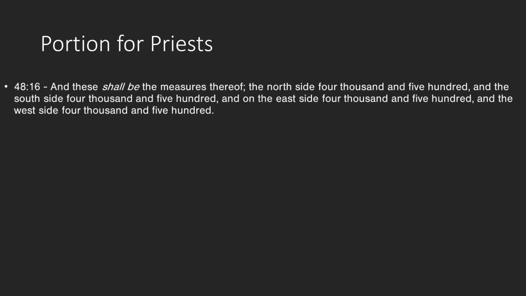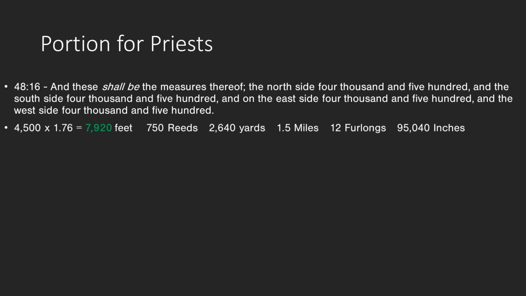Coming to the end now, we're looking at the portions for the priests, and these shall be the measures thereof. The north side 4,500, and the south side 4,500, and on the east side 4,500, and the west side 4,500. That means each of the sides are 7,920 feet, or exactly 12 furlongs. Last time I mentioned this number was way back in our Noah's Ark presentation, but you see there that number 95040. Well, that is the age of Noah, 950, and also his 40-day trial of rainwater in one number.